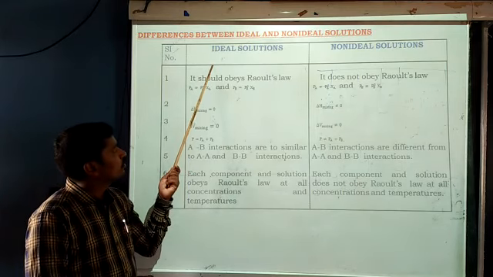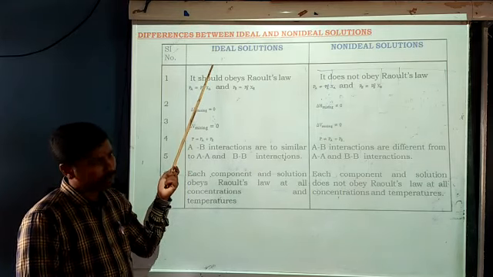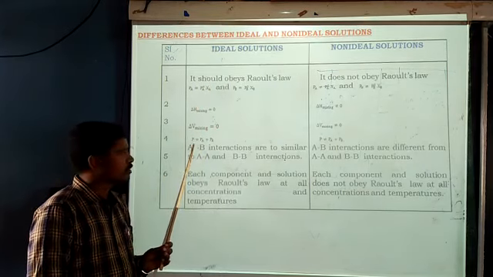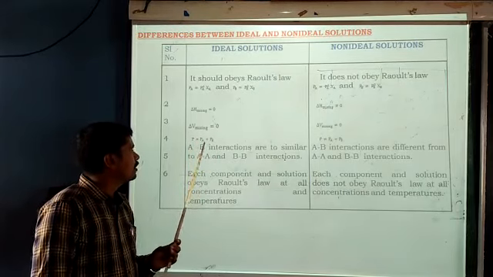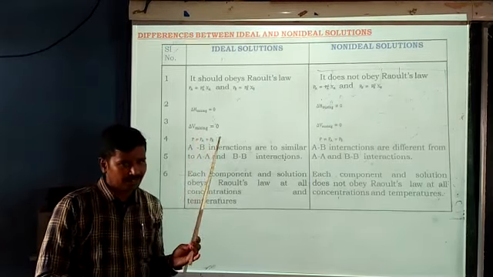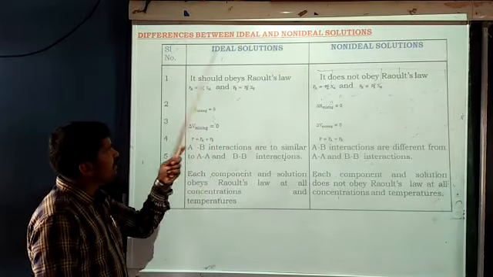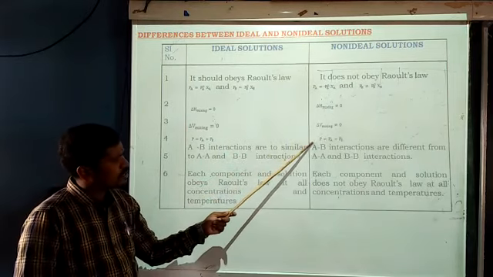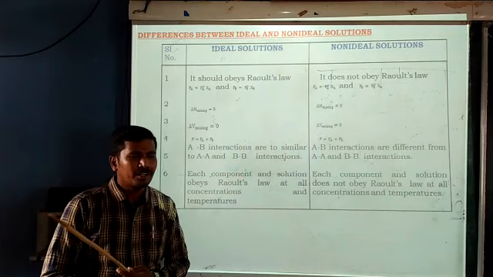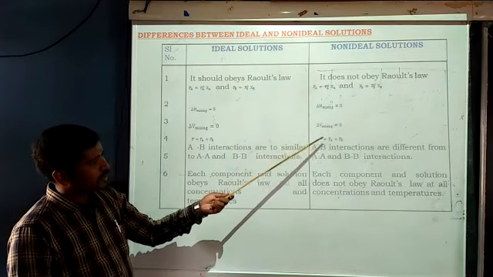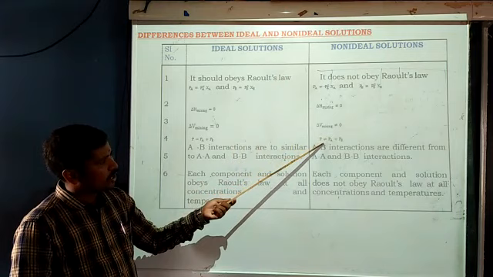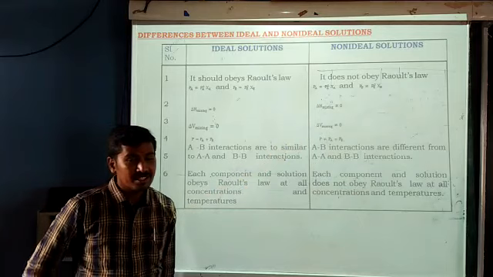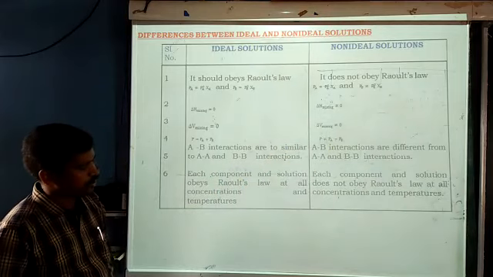Come to this. According to Dalton's law of partial pressure, the total vapor pressure of a solution is equal to the sum of the partial vapor pressures of the solute and the solvent. So this is for ideal solutions. But non-ideal solutions do not obey Dalton's law of partial pressure. So the total vapor pressure of a solution is not equal to the sum of the vapor pressure of the solute and the vapor pressure of the solvent. So this is for non-ideal solutions.